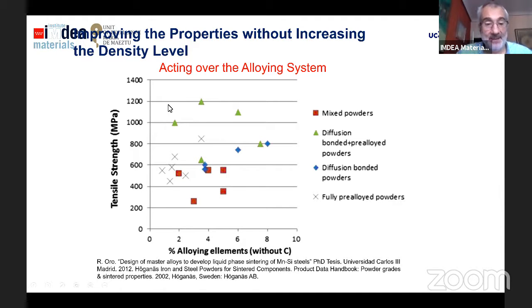Here we have the tensile strength against the percentage of alloying elements in one PM steel. And you can see here that depending on the method in which we feed the powders in the process, we can have much higher tensile strength for the same amount of alloying elements. This is one way in which we can improve the properties without increasing the density. For the same density level and the same level of alloying elements, we can have much higher tensile strength in some cases than others, just taking into account the way in which we put the powders in the system.